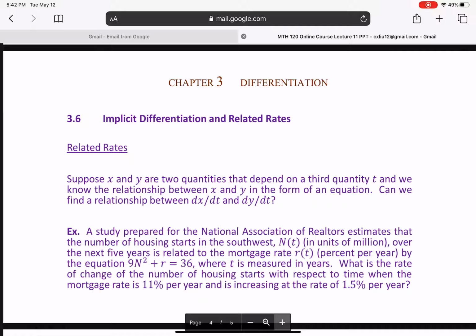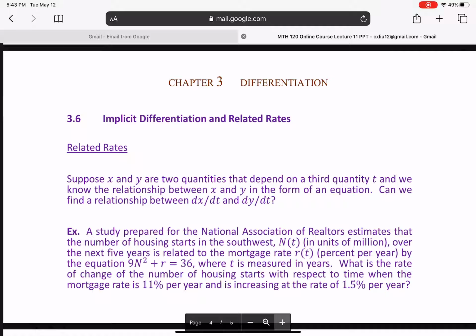A study prepared for the National Association of Realtors estimates that the number of housing starts in the Southwest, N of t in units of millions over the next 5 years, is related to the mortgage rate, R of t, in units of percent per year by the equation 9n squared plus r equals 36, where t is measured in years. So this is the equation relating the housing starts and the mortgage rate. What is the rate of change of the number of housing starts with respect to time when the mortgage rate is 11% per year and is increasing at the rate of 1.5% per year?